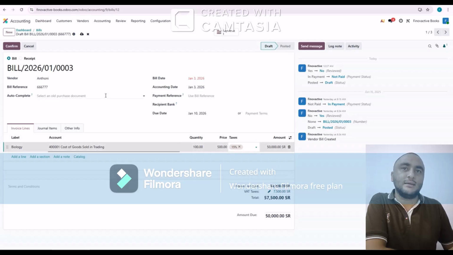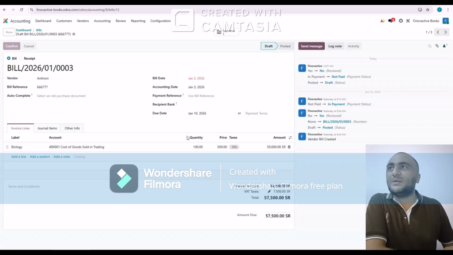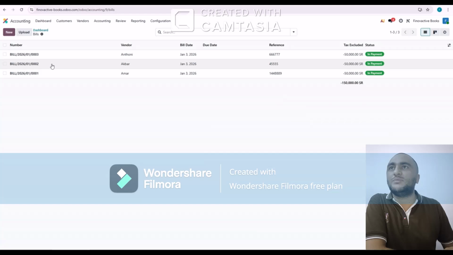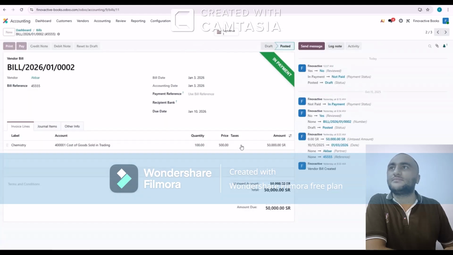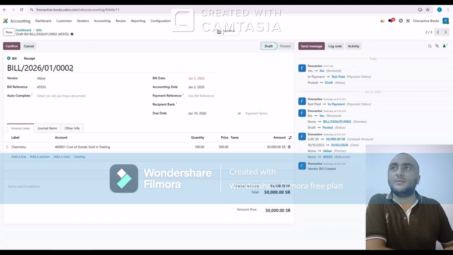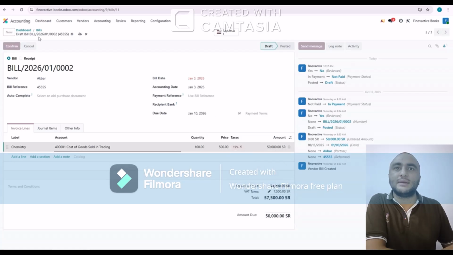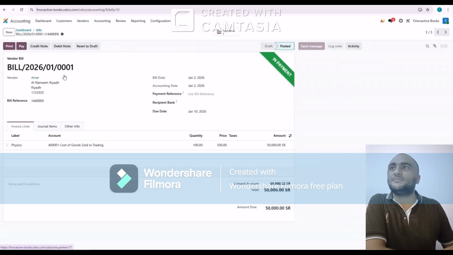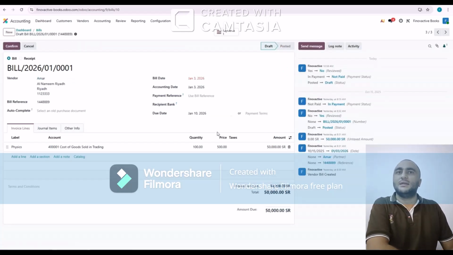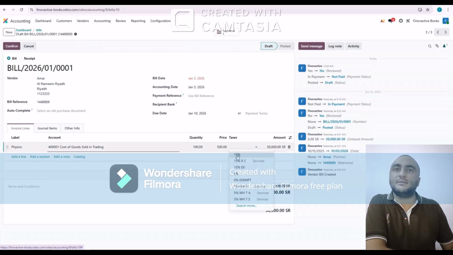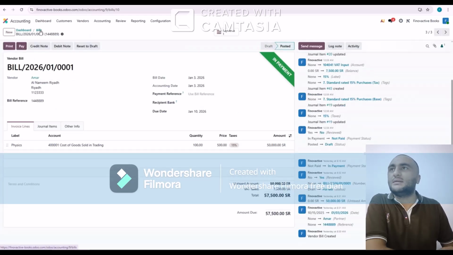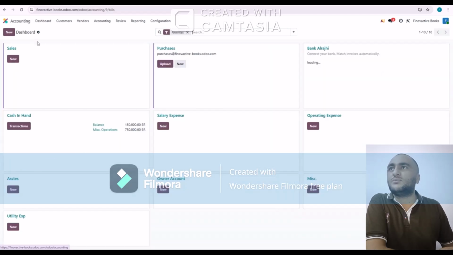The tax is added, and that's it. We have to confirm it again. Same for the other two bills. You have to reset, or if you are creating new, you can input all this and just write the tax here. Confirm. It's very simple if you understand the logic. And for the third invoice, I will again reset to draft, add 15% here and confirm. That's it guys, that's our input tax.